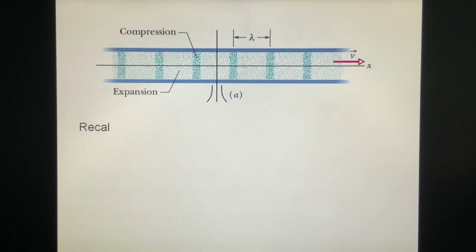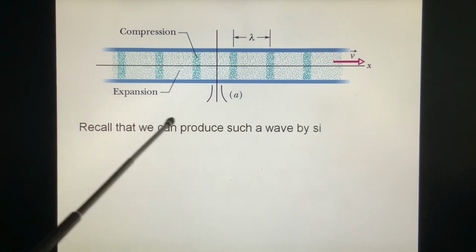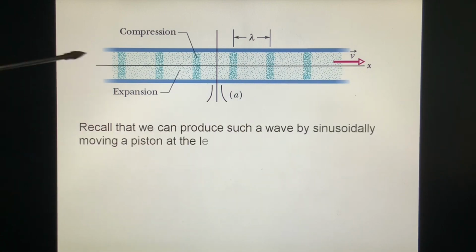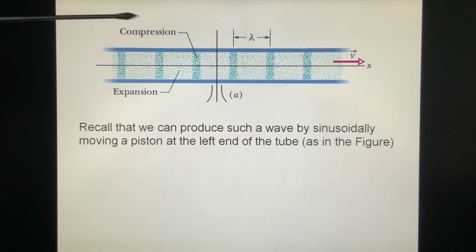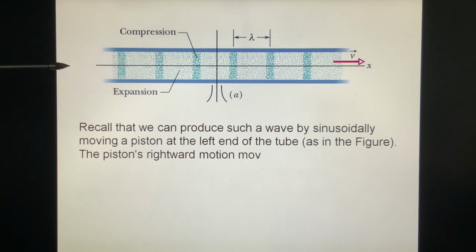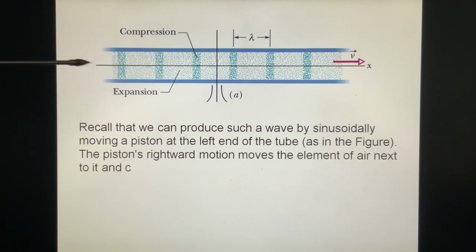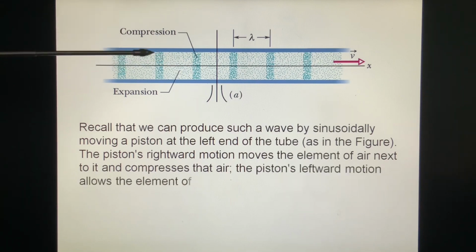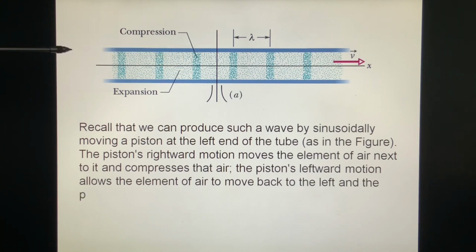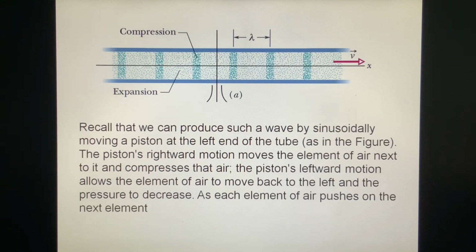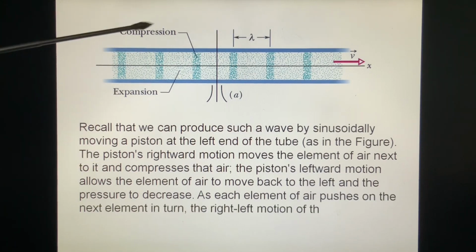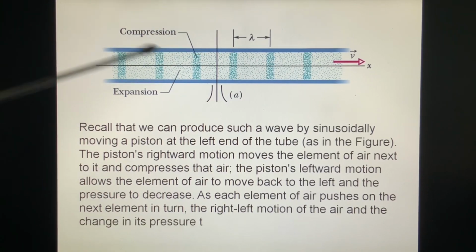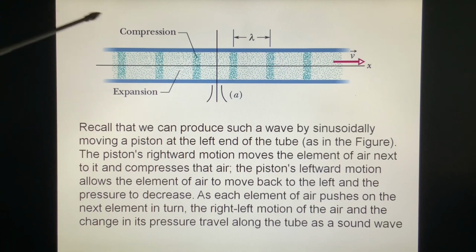Now we look at this one. Recall that we can produce such a wave by sinusoidally moving a piston at the left end of the tube. The piston's rightward motion moves the element of air next to it and compresses the air. The leftward motion allows the element of air to move back to the left and the pressure to decrease. As each element of air pushes on the next element in turn, the right-left motion of the air and the change of its pressure traveling along the tube are sound waves.